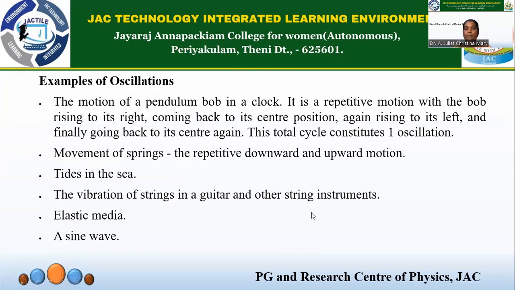1 by T. Some examples of oscillations are the motion of a pendulum bob in a clock. It is repetitive motion with the bob rising to its right, coming back to its central position, again rising to its left, and finally going back to its center again. This total cycle constitutes one oscillation. Another example of oscillation is the movement of a spring, tides in the sea, the vibration of strings in a guitar and other string instruments, and elastic media. A sine wave is also a good example of oscillation.